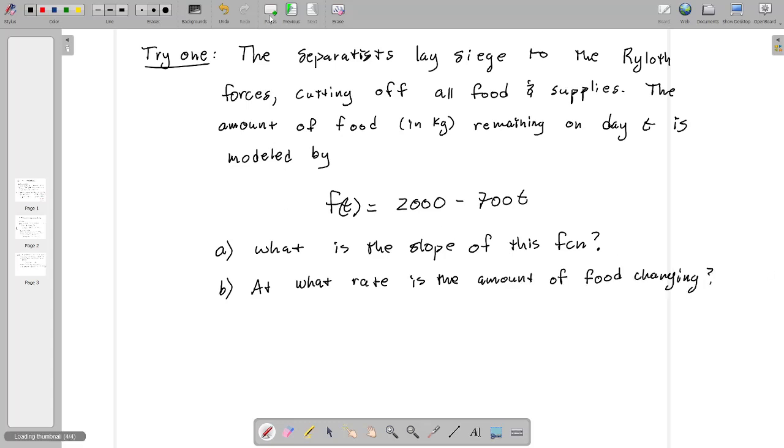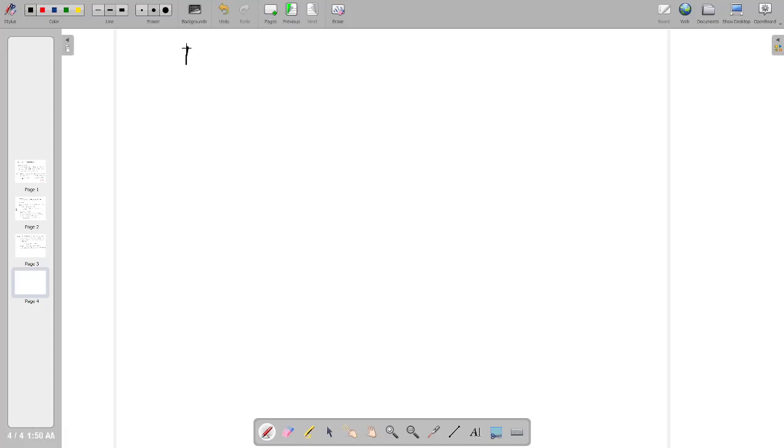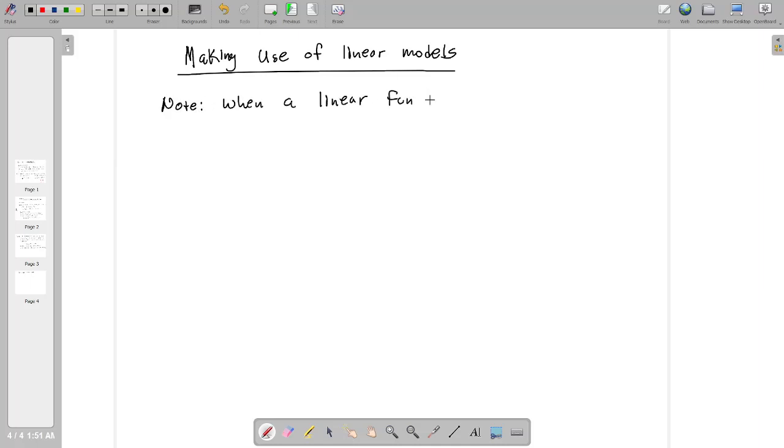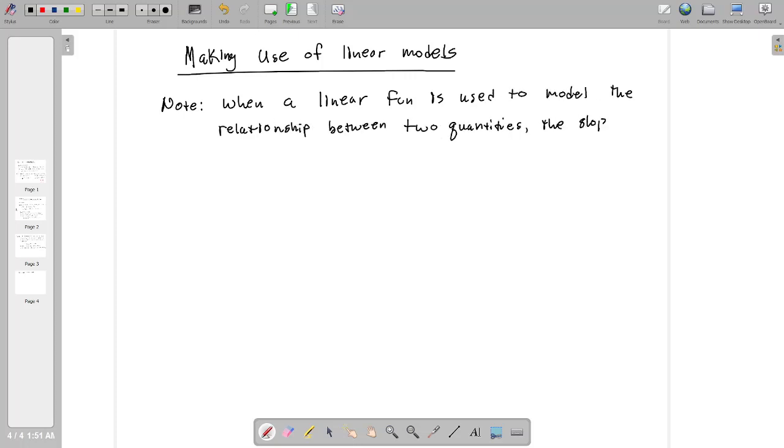The next topic of discussion is going to be making use of linear models. I want to make a note here very quickly. Now, I know we just talked about this, but I want to make this note anyway. When a linear function is used to model the relationship between two quantities, the slope of the graph is the rate of change. So in these types of problems, you're going to come across a rate of change in the problem. That's what your slope is going to be.